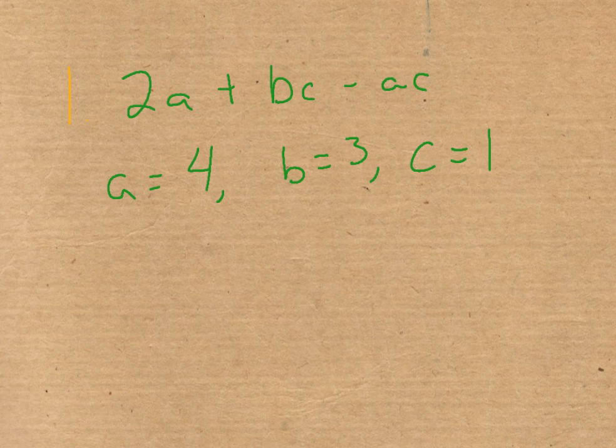So I really have here 2 times 4 plus my B, which is 3, so plus 3 times my C, which is 1. And then minus my A, which is 4, times my C, which is 1.